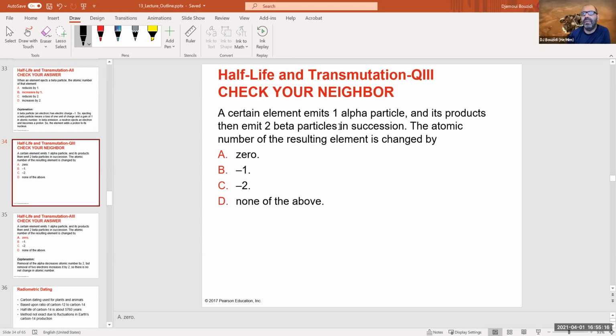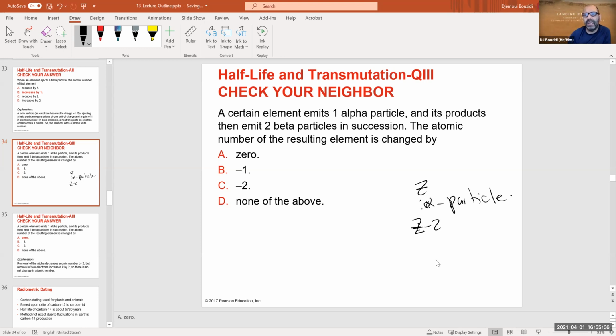You have a certain element that emits an alpha particle. It was sitting in here. It emits an alpha particle. So after the alpha particle is gone, now it sits at Z minus 2. We just said that. It lost 2 protons in the process.